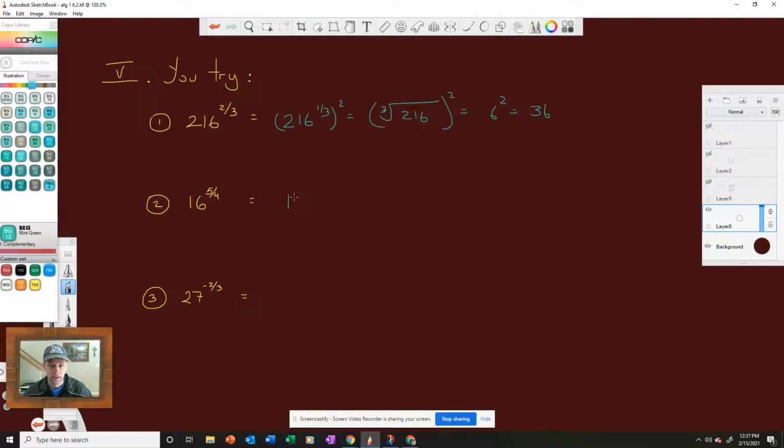Next one, 16 to the 1/4 to the 5th. That is the 4th root of 16 to the 5th. That is 2 to the 5th, which is 32. Notice that 5/4 is more than 1, so it's going to become a bigger number. And 2/3 is less than 1, so 27 to the 2/3 is going to become a smaller number, as it did.